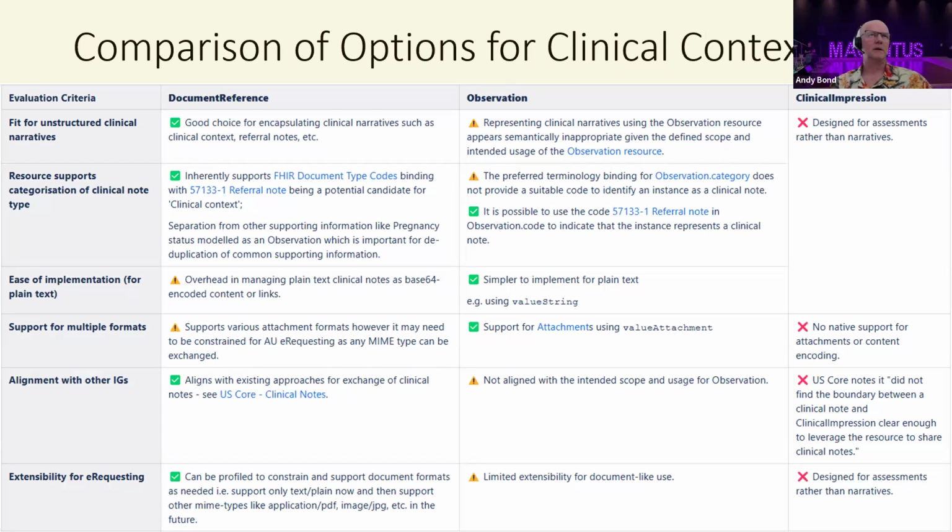I agree with Angus. I think document reference is a more complicated hammer to hit things with. Fitting clinical notes in with our existing work with observations would just be much cleaner. That's probably the way we'd go in our implementation.